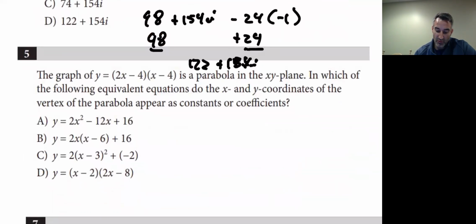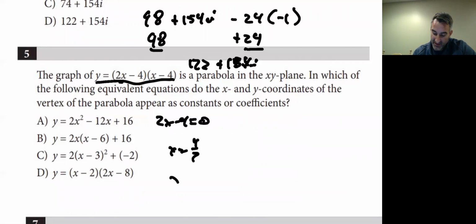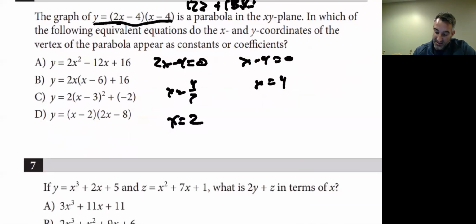All right. So the graph of a parabola is equivalent. Since I know the zeros, 2x minus 4 equals 0. Add 4, divide by 2, so you get 4 over 2. So x is 2. That's one zero. x minus 4 equals 0, x is 4. That's my 2 zeros. So now on my graph, I have a 0 at 2 and a 0 at 4.